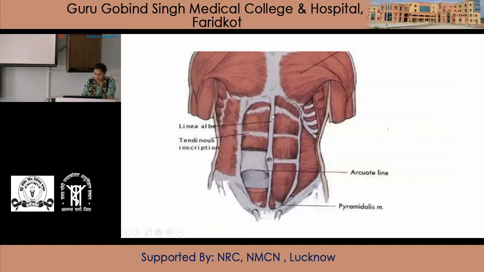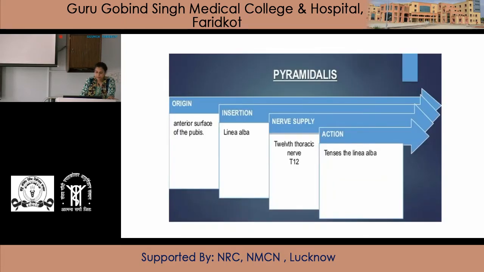So in the center there is the linea alba, which separates the 2 rectus abdominis. These white bands are the tendinous intersections, and here is a small muscle present just below the covering of the rectus abdominis, the rectus sheath, that is the pyramidalis. This is the pyramidalis muscle, which arises from the anterior surface of the pubis, inserts into the linea alba, and is supplied by the 12th thoracic nerve, and it tenses the linea alba.